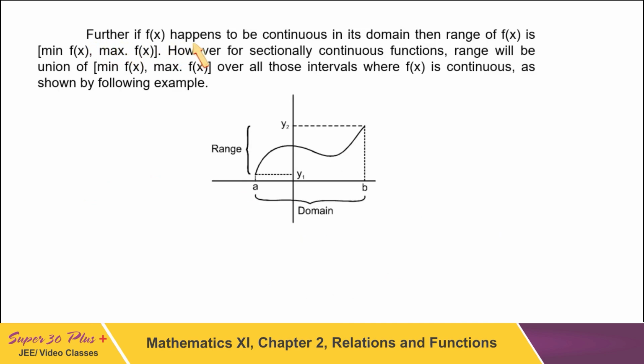Further, if f(x) happens to be continuous in the domain, then the range of f(x) is from minimum f(x) to maximum f(x). However, for a sectionally continuous function, the range will be the union of minimum f(x) to maximum f(x) over those intervals where f(x) is continuous, as shown by the following examples. Example first is for the continuous part. This function is continuous, that's why the range of this function will be from y1 to y2, a closed interval.